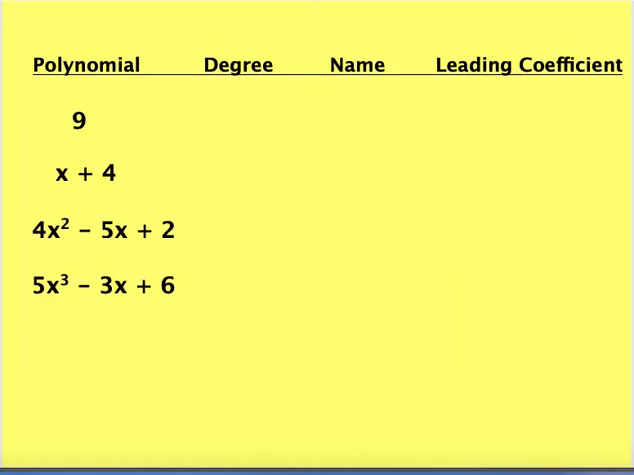Okay, so let's look at 4 different examples of polynomials. You can see that the first one doesn't have a variable to it. So when there's no variable present, we give this polynomial the name constant because it never changes. It remains 9 all of the time. When we're talking about the degree of this, because there is no variable, the degree would be 0. That would mean that our leading coefficient would simply just be 9.